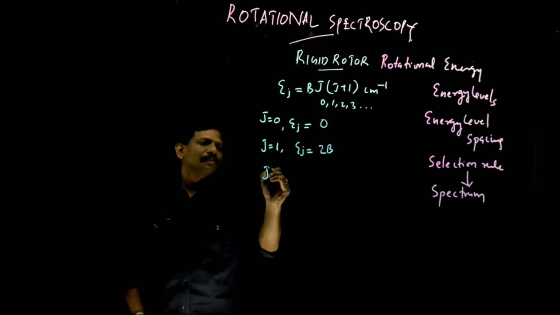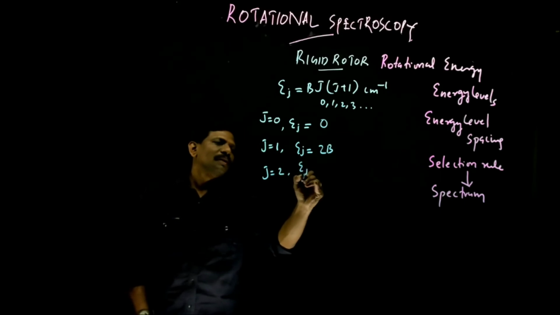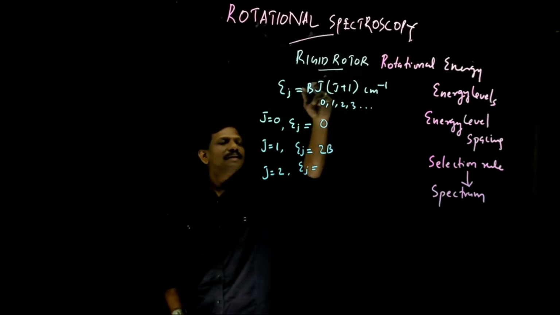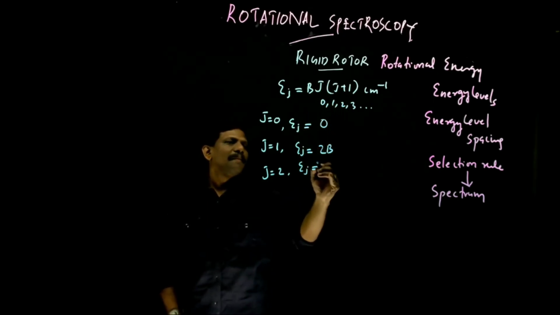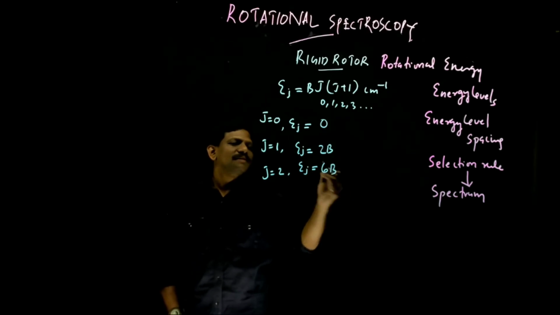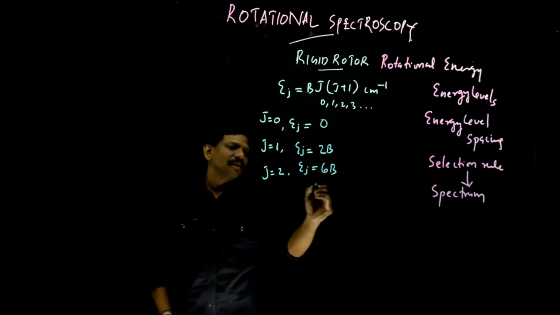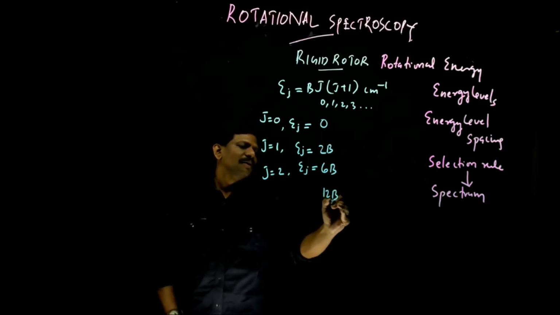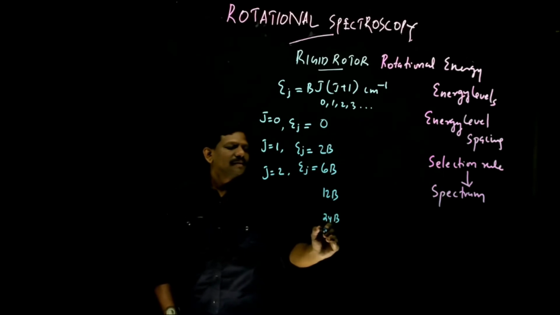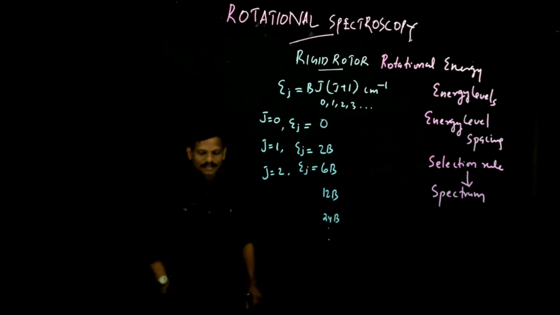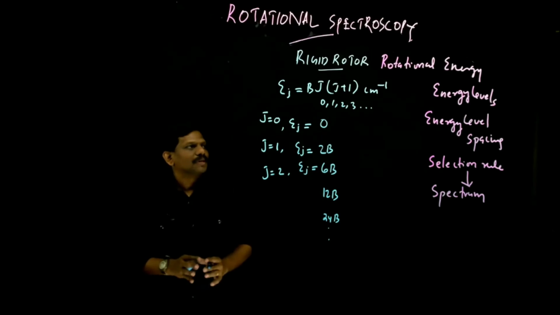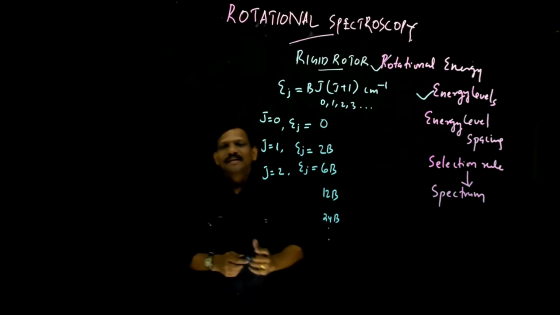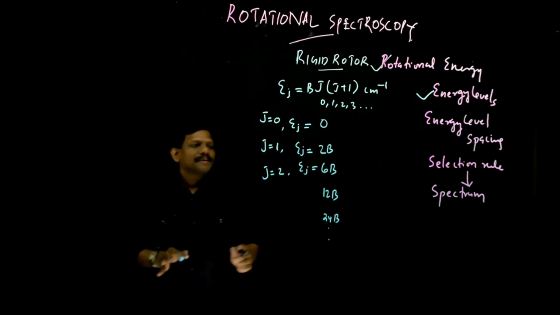When you give J equal to 2, EJ is 2 plus 1, that is 3, times 2, that is 6, so 6B. Finally, you can see it is coming like this: 0, 2B, 6B, 12B, 24B, and like that it will go. So now we have the rotational energy, we have the energy levels, and now you can draw the energy levels.